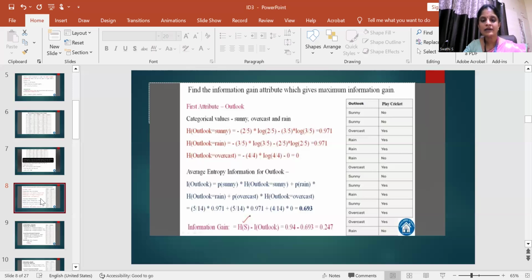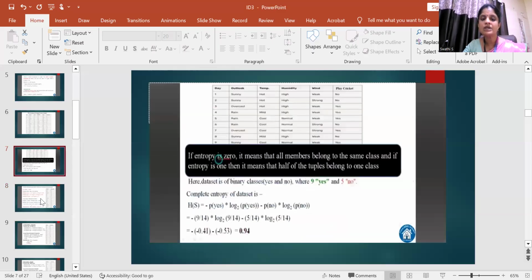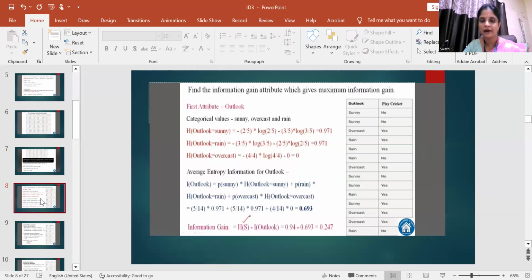So here we have calculated the average entropy. From that we can calculate the information gain, because to calculate the information gain, you need the total entropy and the average entropy value. Already we have calculated the total entropy value, that is 0.94. So the information gain equals 0.94 minus 0.693, that is the average entropy. So the information gain of outlook is 0.247.